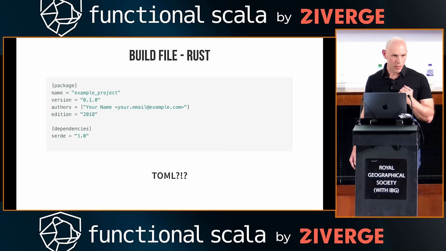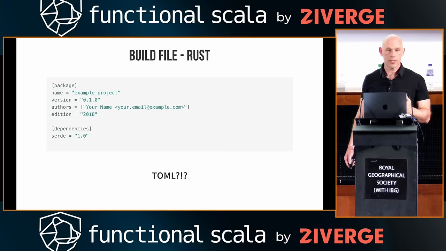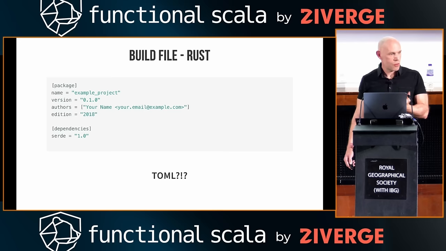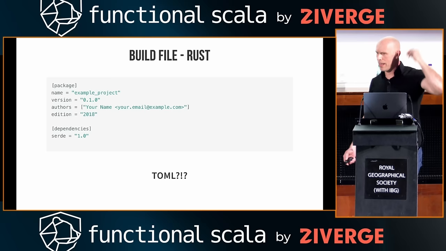Let's say you have duplication in your build file. You can't write a function to factor it out. You're just going to be copy-pasting and making the changes. So in very obvious ways, this is terrible. It's terrible for us who want to abstract. You know, we want to say, there's duplication in this part of the build and this part. We're going to factor that out with a function.